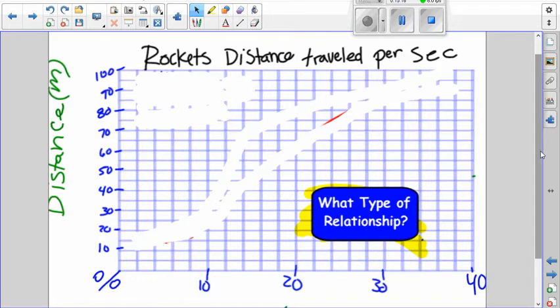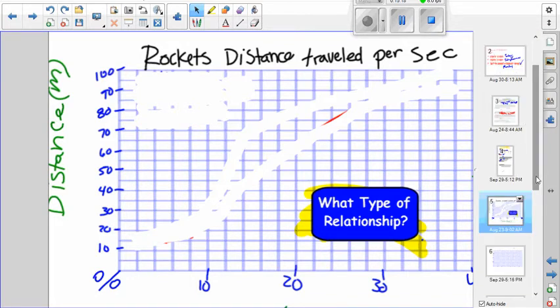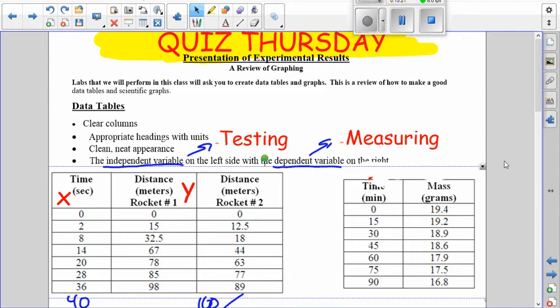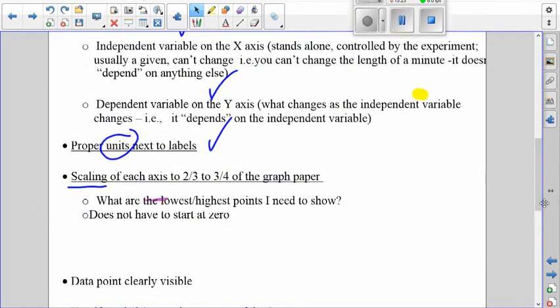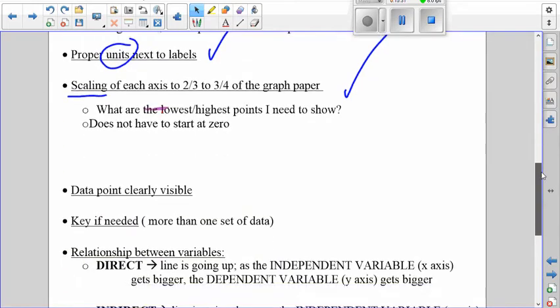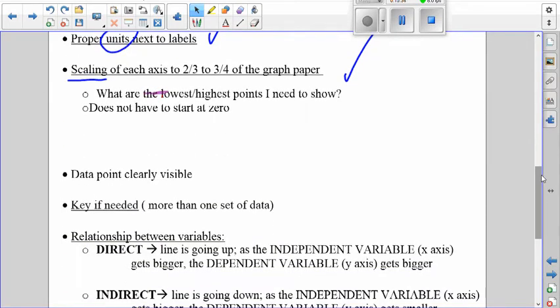All right, cool. Now we're going back through our checklist here. All right. Mr. Pilcher want a scale that takes up 2/3, 3/4 of my graph. You got it, big dog. Boom, check mark. Now, data points clearly visible. Okay, so I want to make those visible.